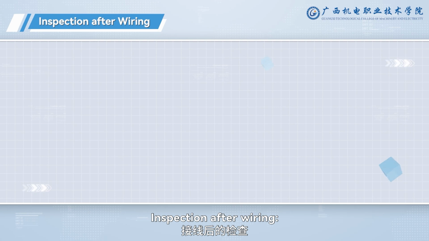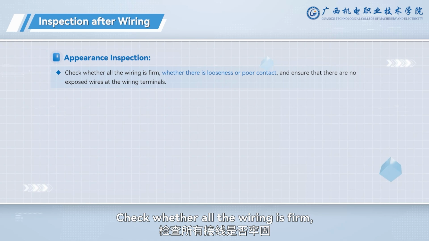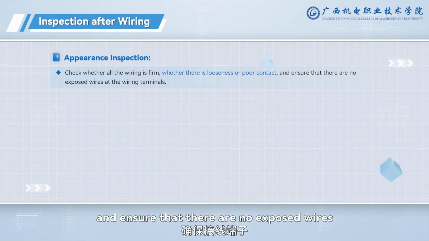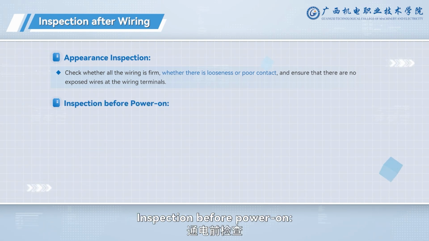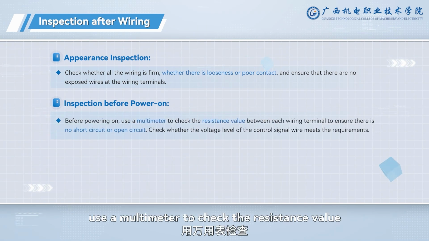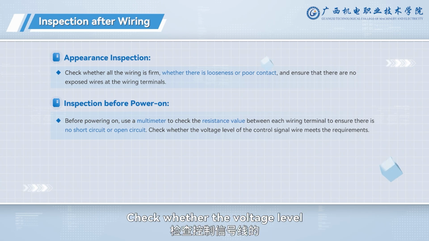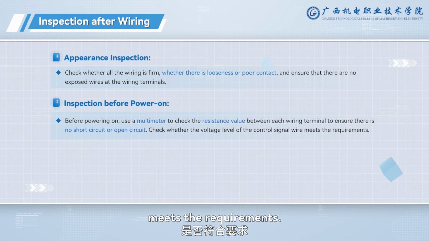Inspection after wiring. Appearance inspection. Check whether all the wiring is firm, whether there is looseness or poor contact, and ensure that there are no exposed wires at the wiring terminals. Inspection before power on. Before powering on, use a multimeter to check the resistance value between each wiring terminal to ensure there is no short circuit or open circuit. Check whether the voltage level of the control signal wire meets the requirements.